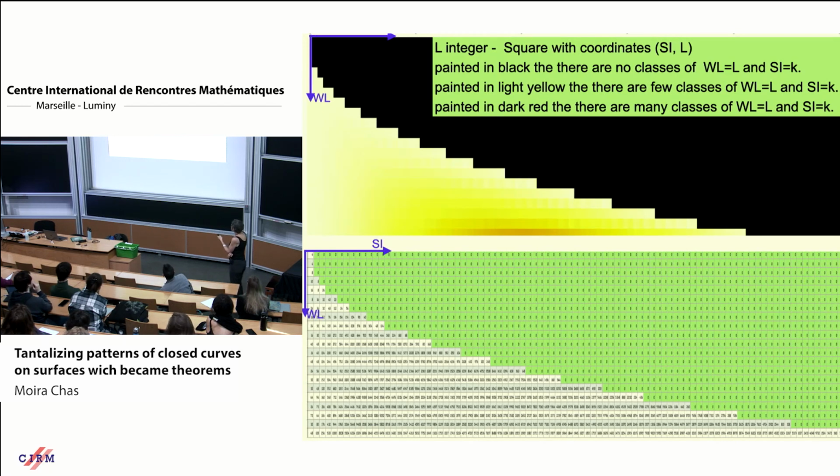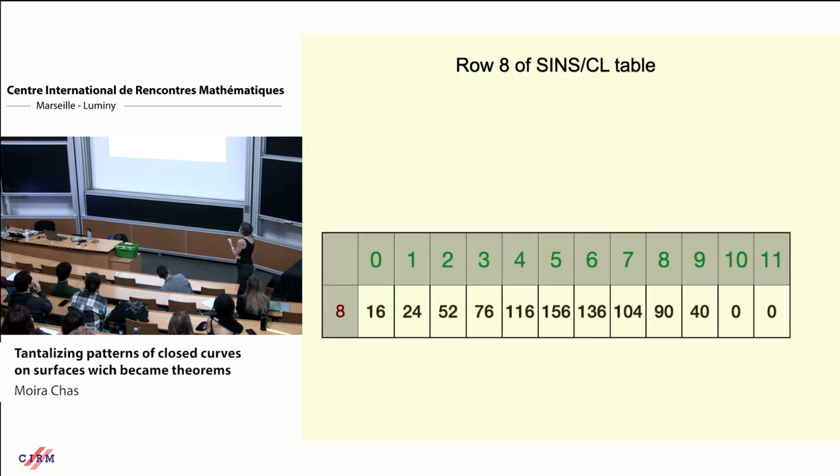We see also that in a row, because the numbers grow exponentially, the only row where we really see things is the last one. It starts with very few curves with self-intersection 0, then it grows a lot around the mean self-intersection, and then there are fewer curves. So here is a row of the table, row number 8.